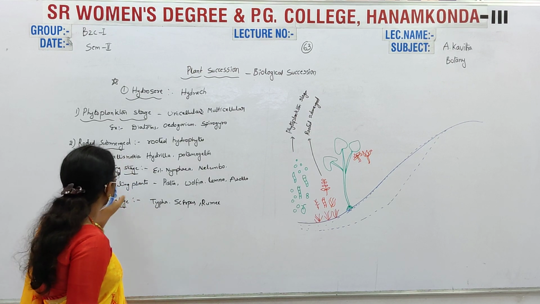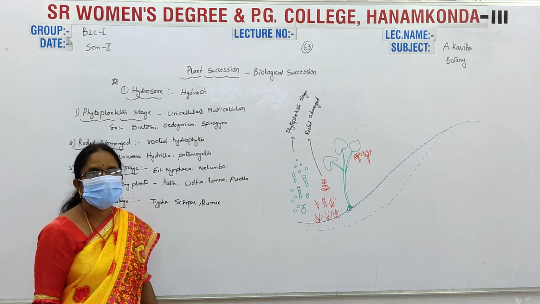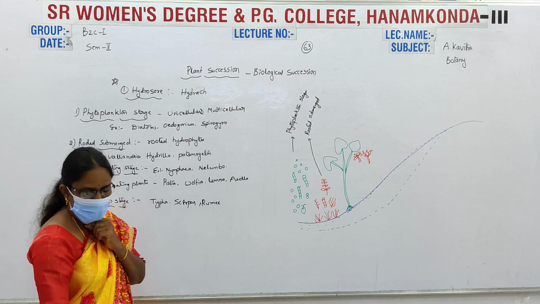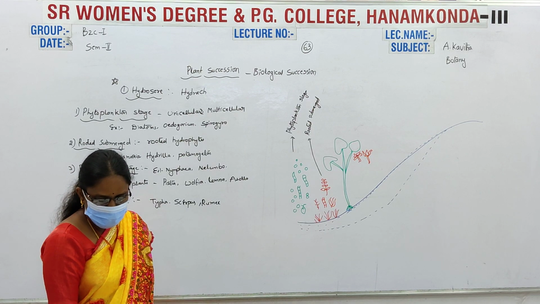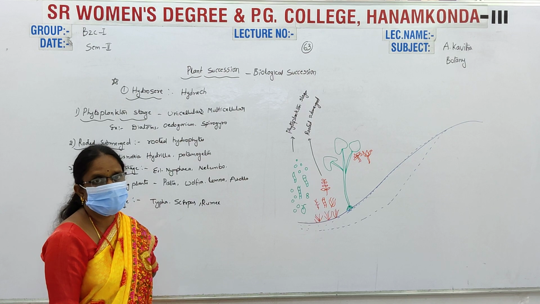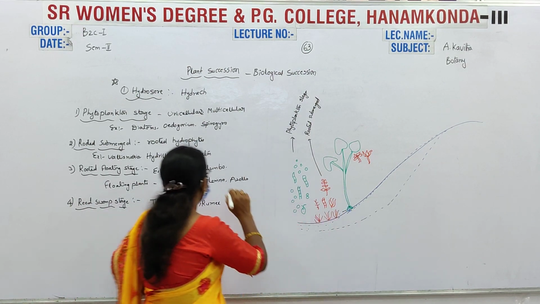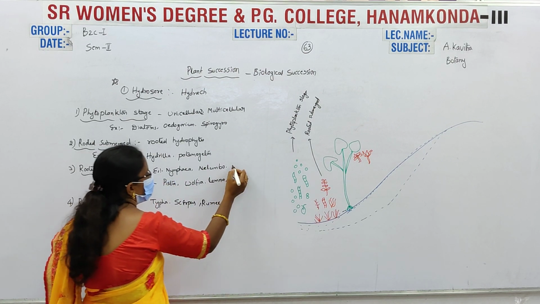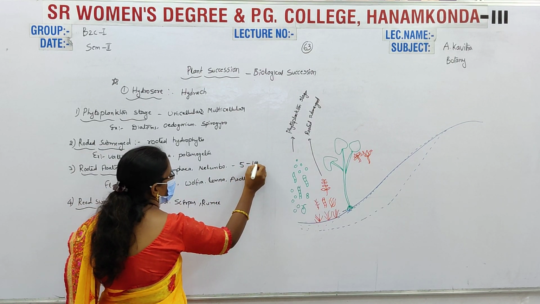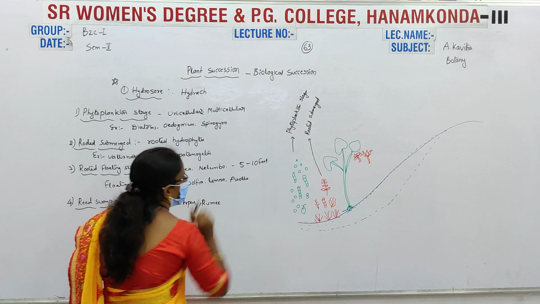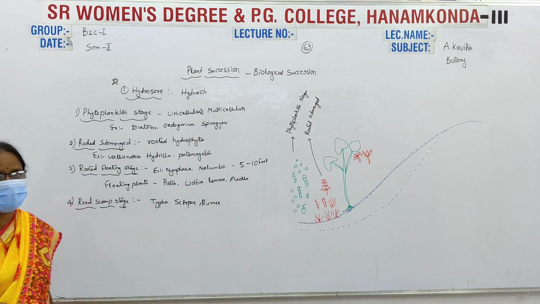And next one is the rooted floating stage. In the rooted floating stage, the pond depth becomes 5 to 10 feet. Plant depth is 5 to 10 feet.